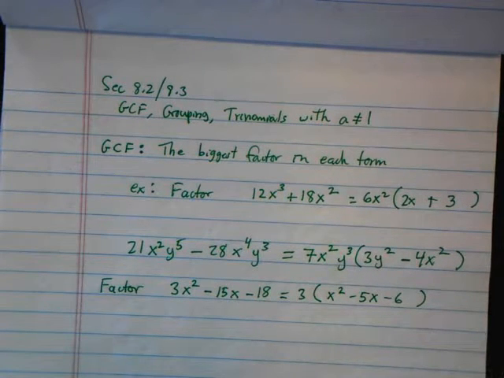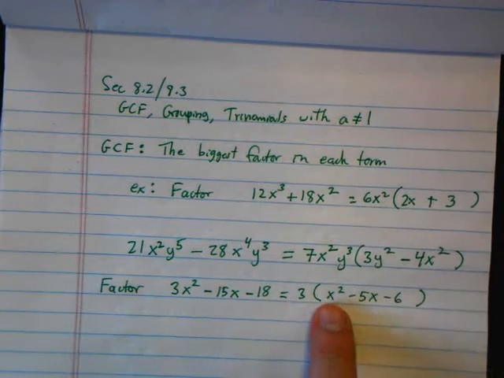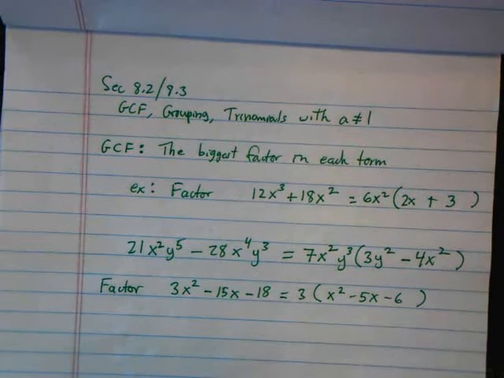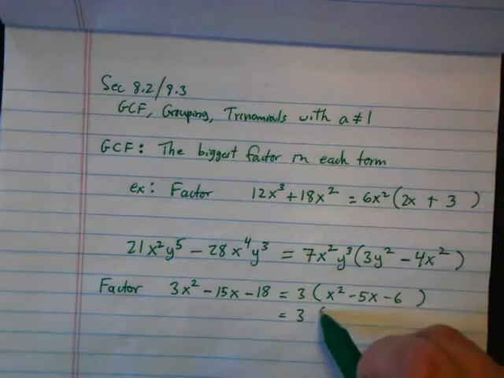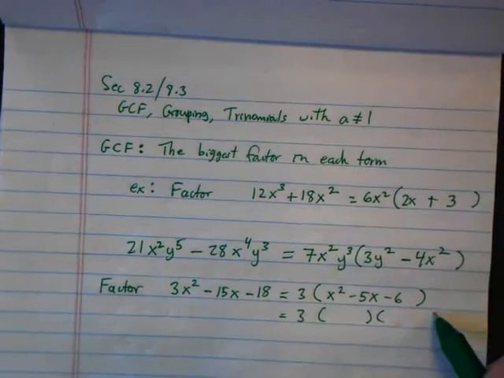Now the question is, can you do better? Can you factor x squared minus 5x minus 6? Yeah, so you got to look for that. Sometimes you take out a GCF. After you take out the GCF, you can factor more. So we're going to have the 3. The 3 is just going to stay there. We factor the x squared minus 5x minus 6.